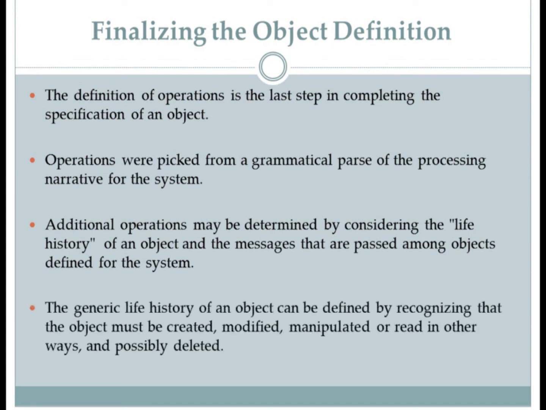The generic life history of an object can be defined by recognizing that the object must be created, modified or manipulated, or read in other ways, and possibly deleted. This is generally what the object life cycle goes through. An object starts with its creation, then some kind of manipulation or modification, and at the end it must be deleted. So this is the end of finalizing the object definition.